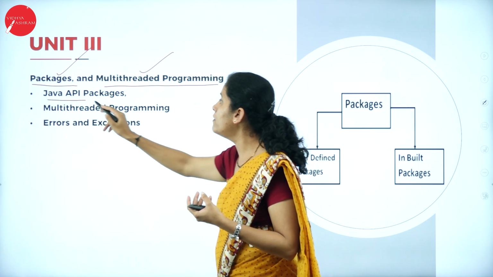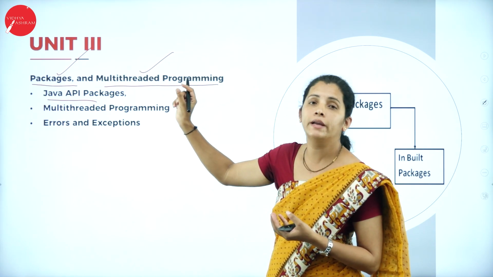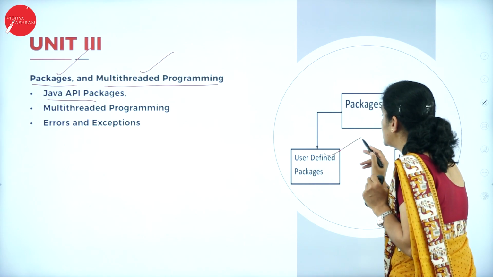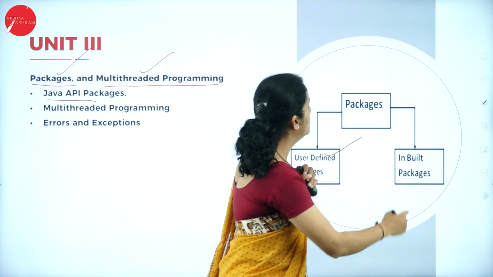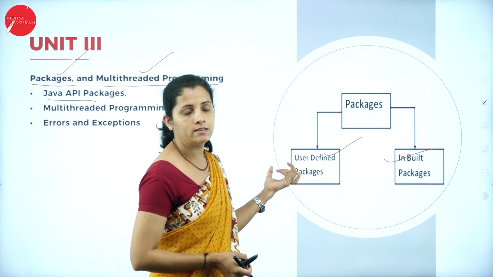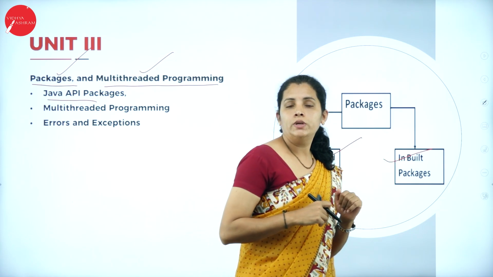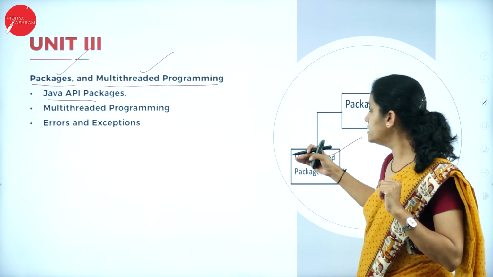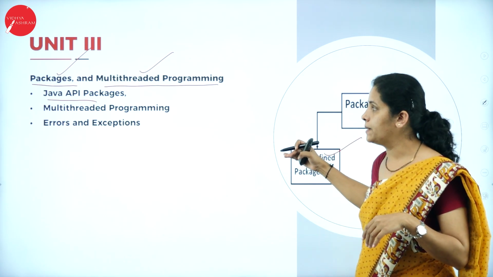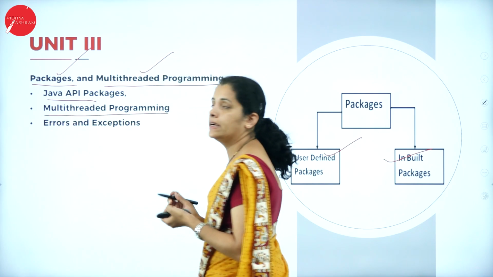Under this, I'm going to have Java API. What is API? That is Application Program Interface Package. So here packages are classified into two types, that is user defined package and inbuilt packages. That means Java supports two types of package, that is user defined package and inbuilt package. So in third unit, we are going to study in depth about user defined package as well as built-in, that is inbuilt package in depth. Along with that, we are going to write some of the programs for multi-threaded programming.